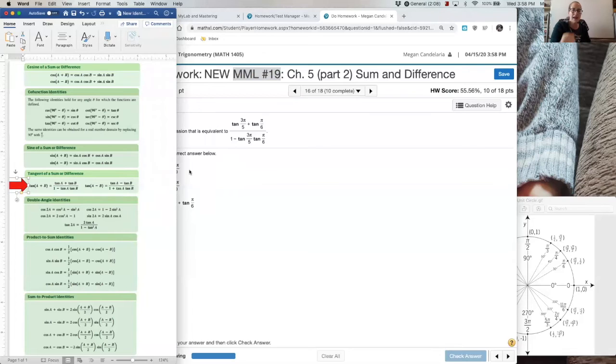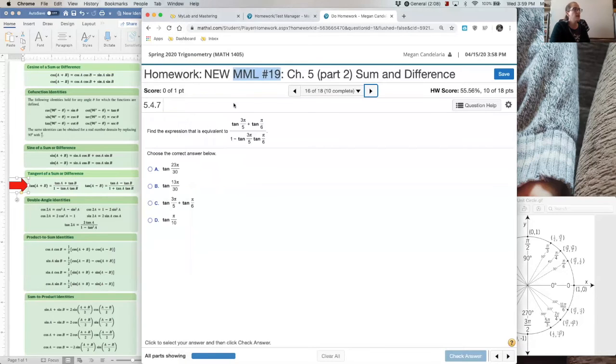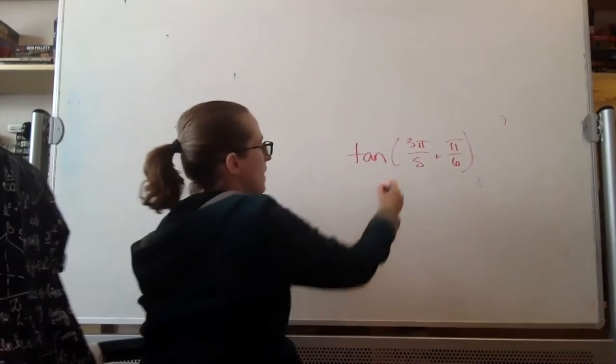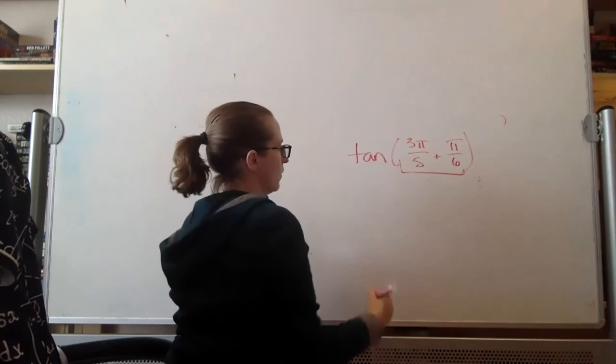Now, what is my A and what is my B in this case? Well, the easiest place to pull that is going to be the top. The top says tangent A plus tangent B. So over here, we have tangent of 3 pi over 5, that's our A, plus tangent of pi over 6, that's our B. So this whole statement is going to be equivalent to tangent of 3 pi over 5 plus pi over 6. Okay, so let's simplify that. We're going to simplify what's on the inside here, 3 pi over 5 plus pi over 6.